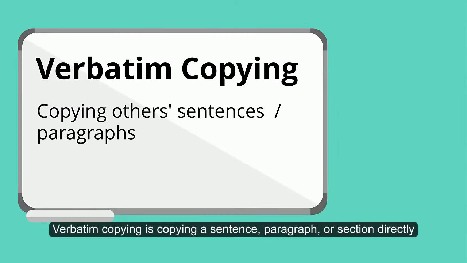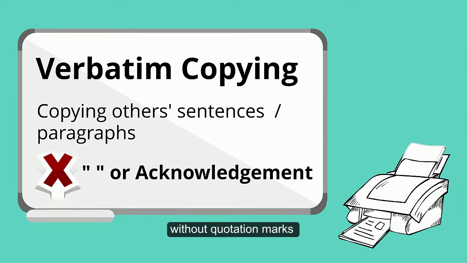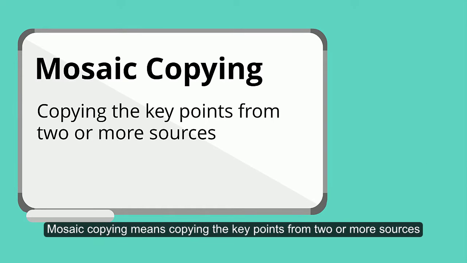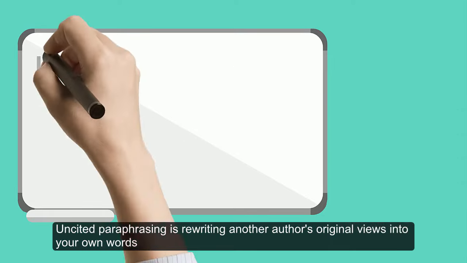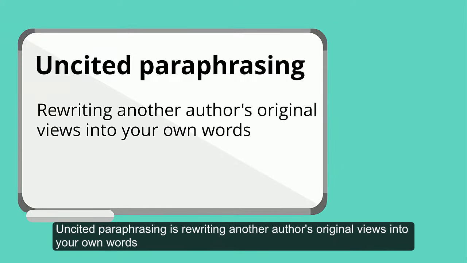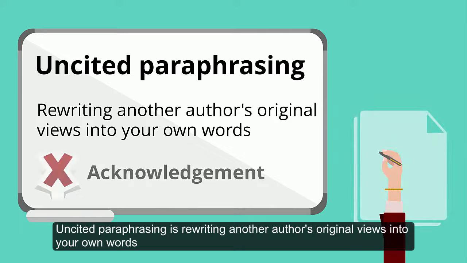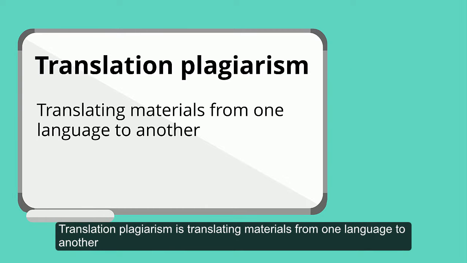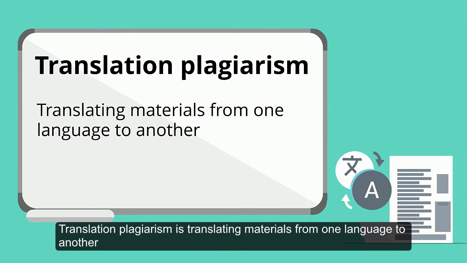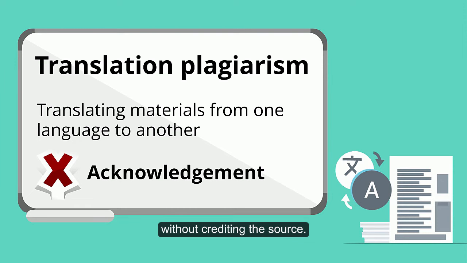Verbatim copying is copying a sentence, paragraph, or section directly without quotation marks or acknowledging the author. Mosaic copying means copying the key points from two or more sources and embedding them in a paragraph of your own without acknowledging the originals. Uncited paraphrasing is rewriting another author's original views into your own words without crediting the source. Translation plagiarism is translating materials from one language to another without crediting the source.